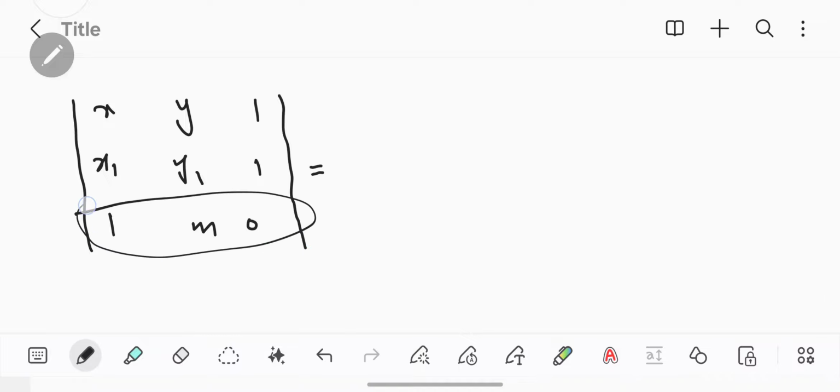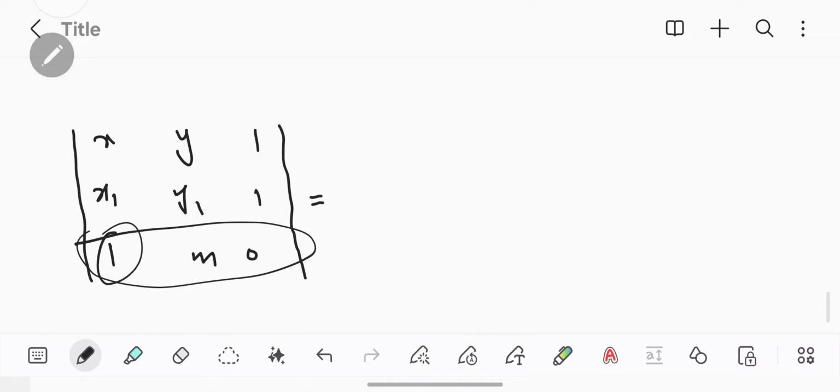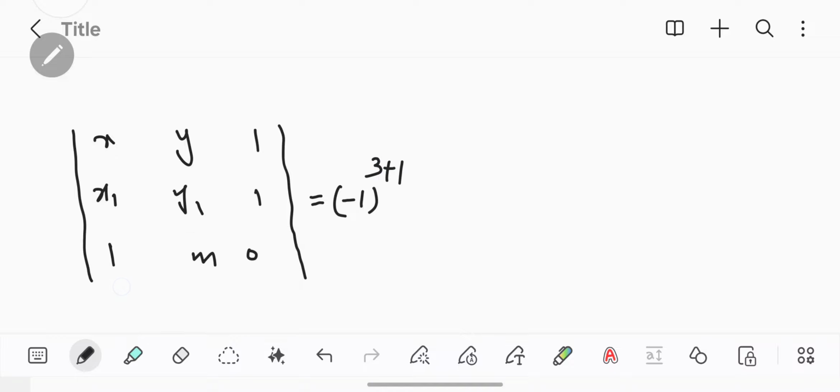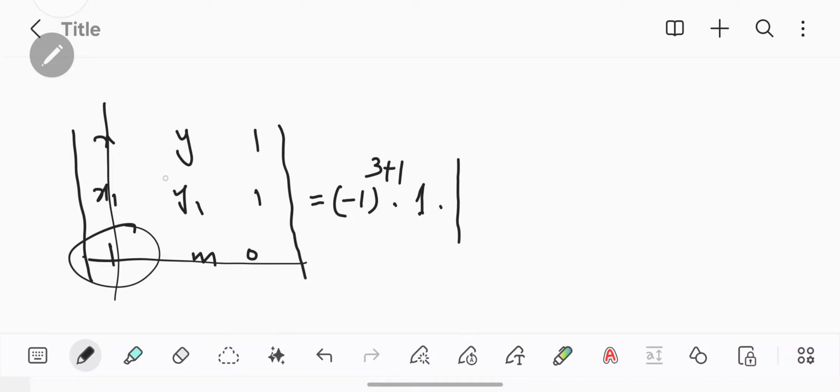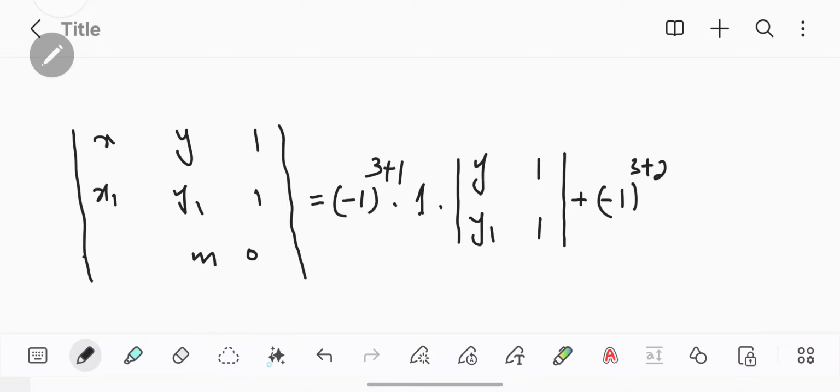So first of all, I will write this term. For this term, I will write minus 1 to the power 3 plus 1, because this term is in the third row and the first column. That's why 3 plus 1, times this element 1, times the determinant obtained by deleting this row and column, which is this one: y1, y1, 1.